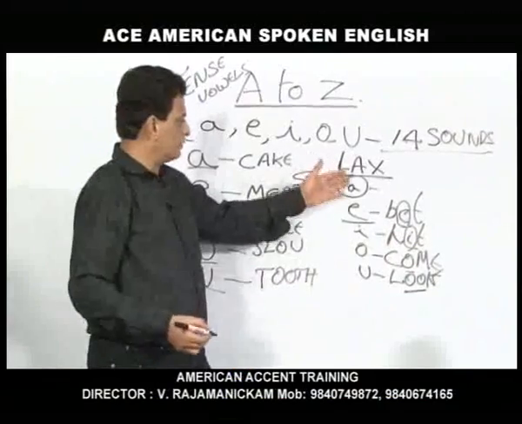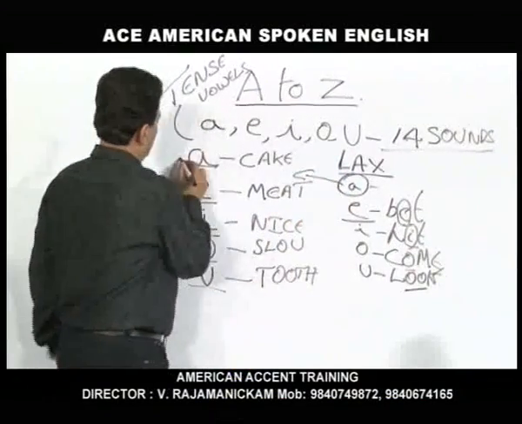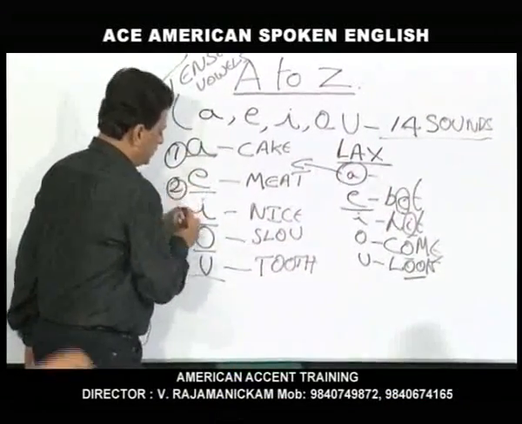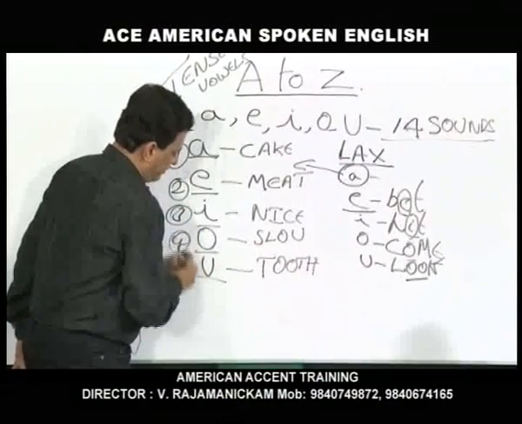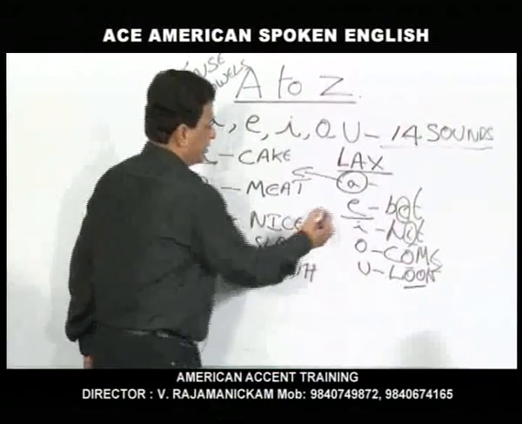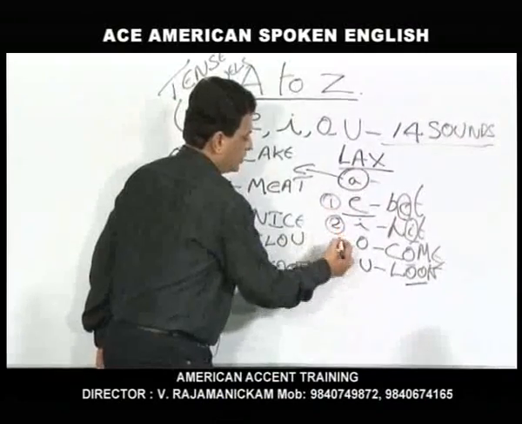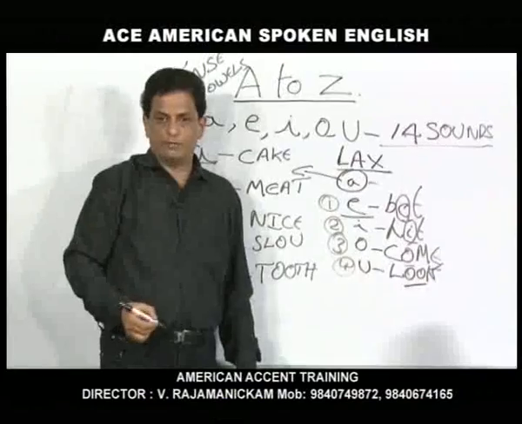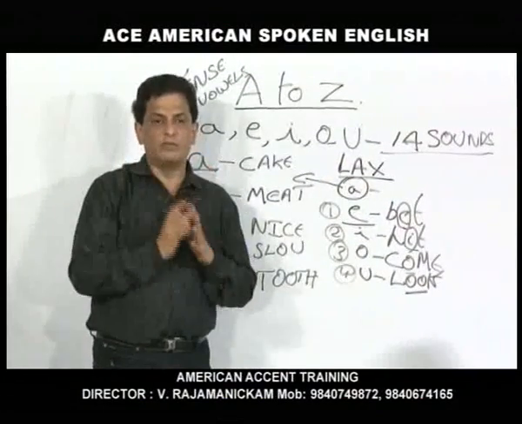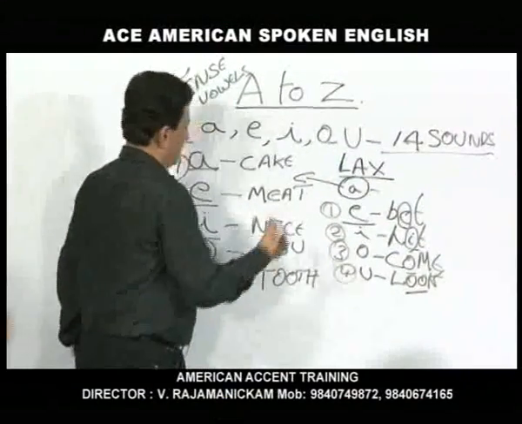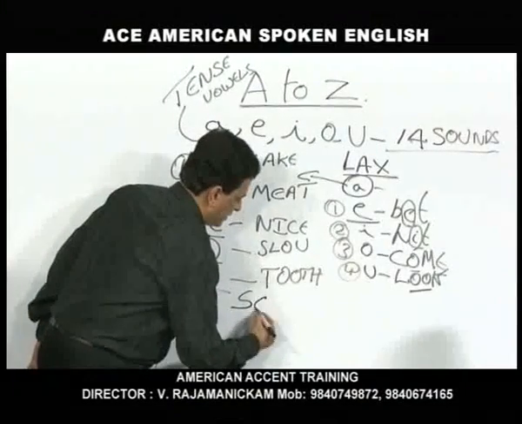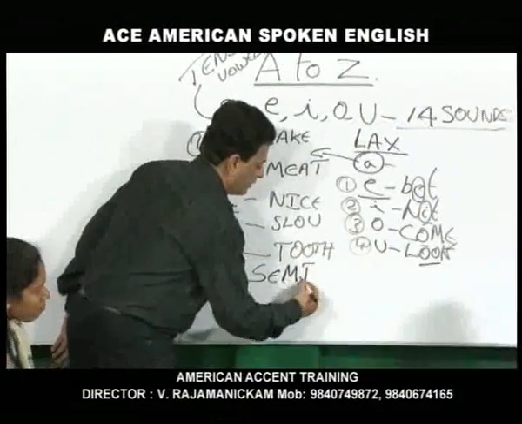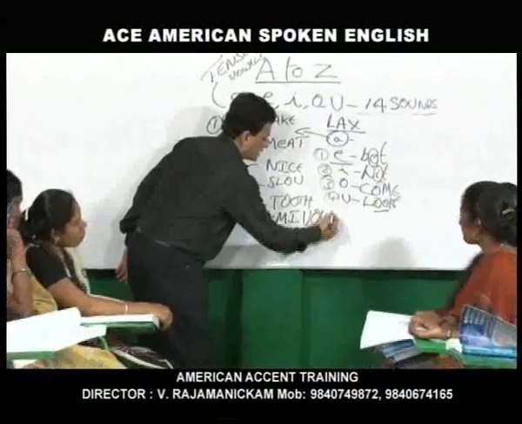See, these are totally 5 tense vowels: 1, 2, 3, 4, 5. How many lax vowels are there? 1, 2, 3, 4. So 8 plus 4? 12. And there are 2 semi-vowels. Semi means half, semi-vowels. What are the semi-vowels?